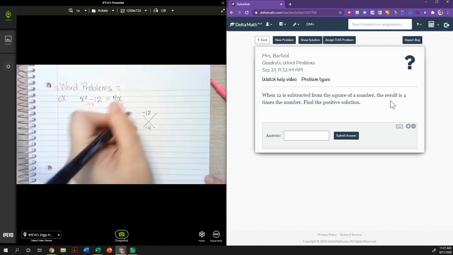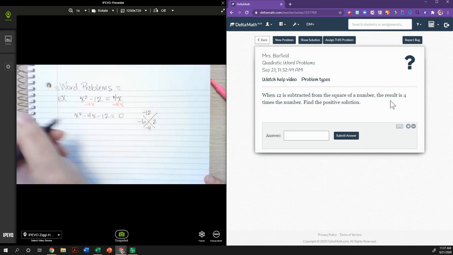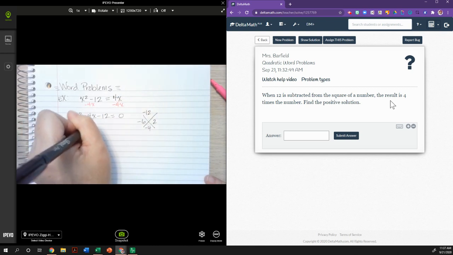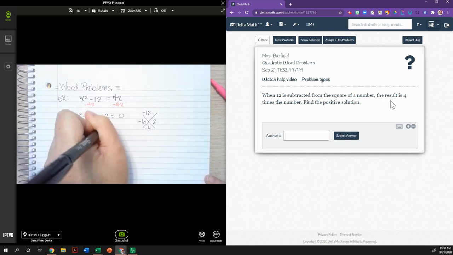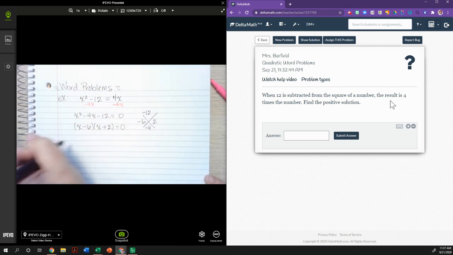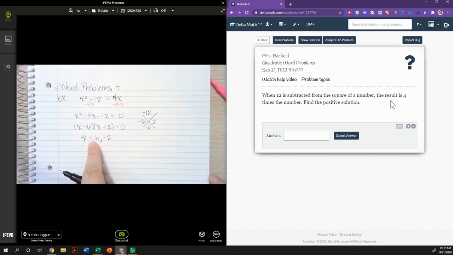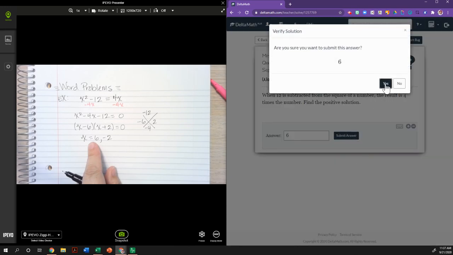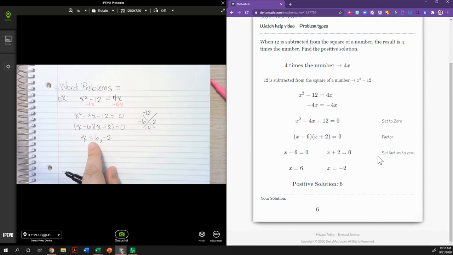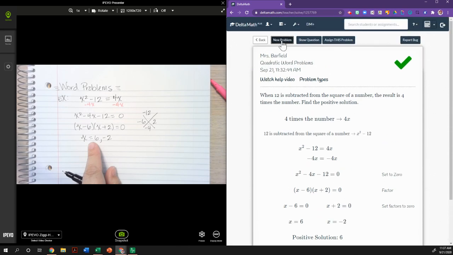So negative 12, negative 4, that's going to be negative 6 and 2. So x minus 6, x plus 2 equals 0. So that means x equals 6 and x equals negative 2. So now I understand that it said find the positive solution. So I'm only going to type in the positive one, which is 6. Submit my answer. Yes. Okay. Same exact work.